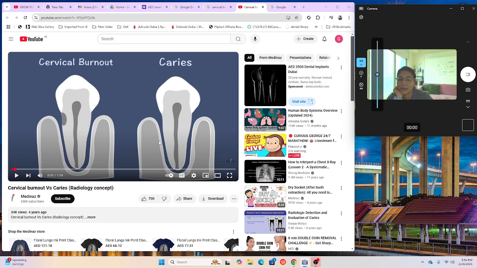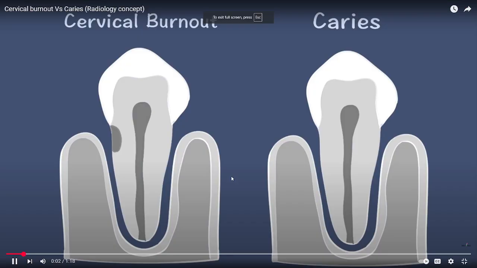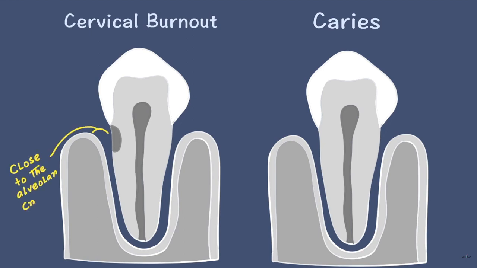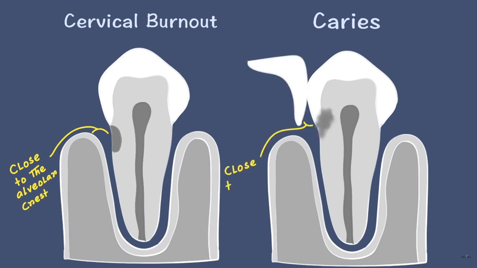I'm starting this, okay? Today in this short video, we will discuss cervical burnout and how to differentiate it from cervical caries. Sometimes it's really difficult to distinguish between these two. Here we will discuss 4 differentiating points. When you are seeing a radiograph, the first point you should keep in mind is the position of the radiolucent lesion. Cervical burnout is usually located closer to the alveolar crest. In contrast, caries is located closer to the tooth contact area.